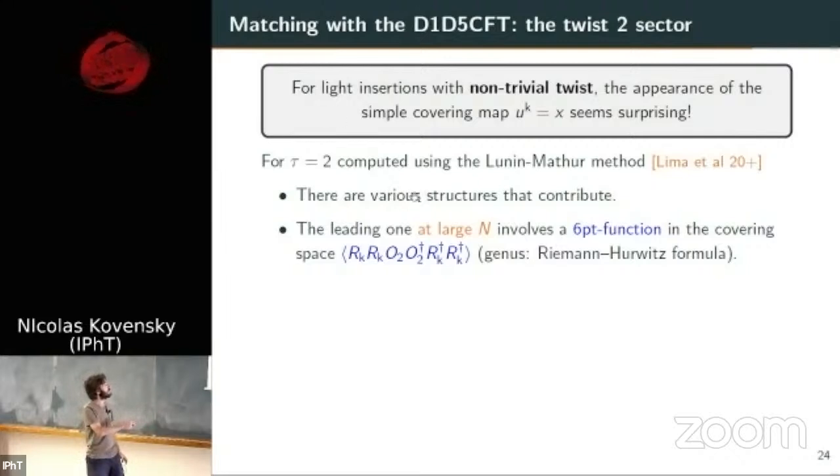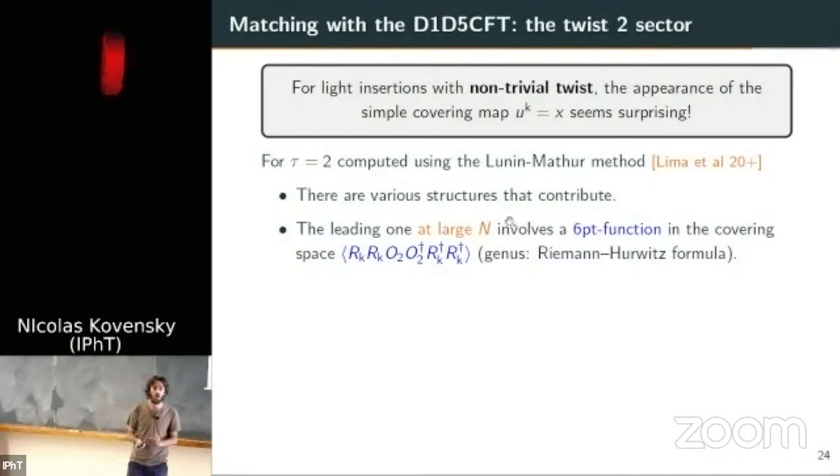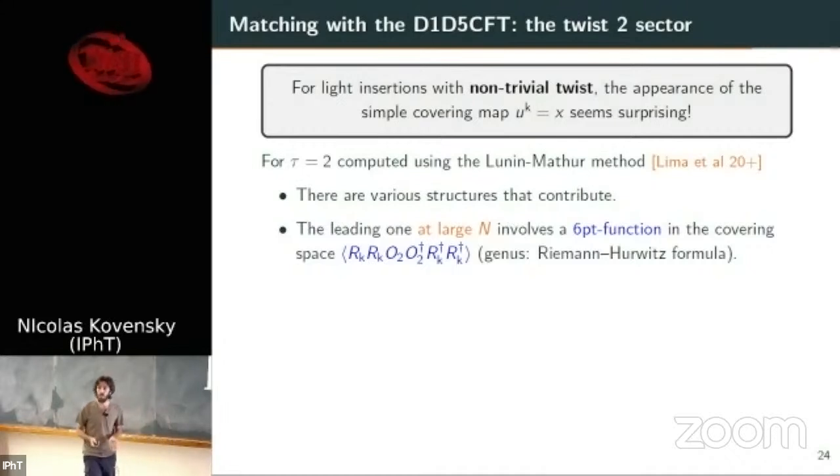And they computed it, and they show that, in principle, because you have a twist 2 operator and a bunch of, let's say, twist k Ramond ground states in your correlator, you have a lot of possible contractions between them, and a lot of possible structures that could contribute to this correlator. However, they show that when you go to large n, there is only one type of contribution that survives, and that contribution is not a 4-point function in the covering space. It's actually a 6-point function in the covering space.